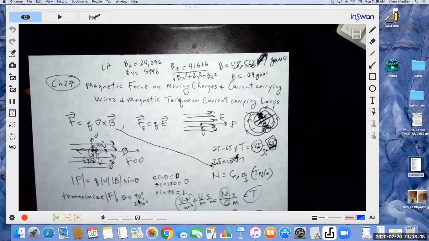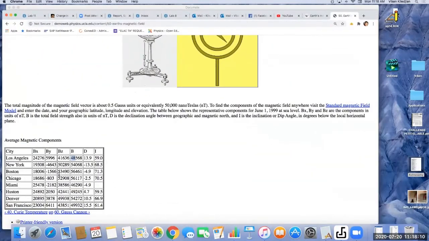So if we go to, let's say, New York, what's going to happen? You see New York, the X component is smaller, the Y component is smaller, but look how strong the Z component is. Do you see? And so it's going into the ground more. And then what's the total B? 0.54 Gauss. So yep, it is getting stronger.